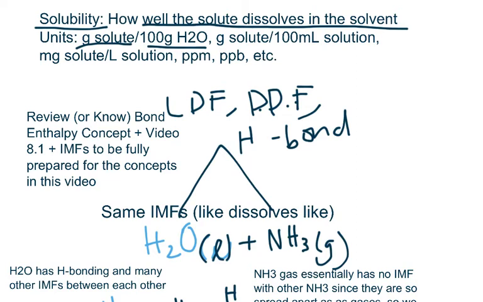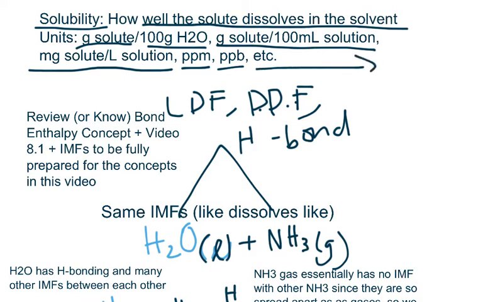Now, we could also do grams of solute for every 100 mLs of solution. We could also do, especially for very dilute solutions, milligrams of solute per liter of solution. We also have ppm, parts per million, and ppb, parts per billion. And note that the list goes on, and these are just the most common ones.